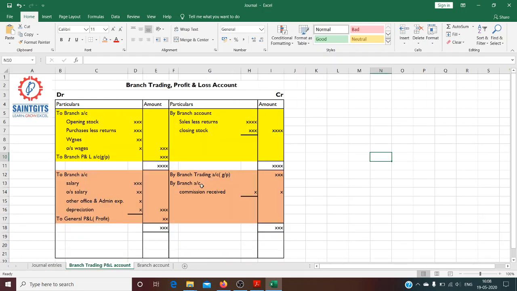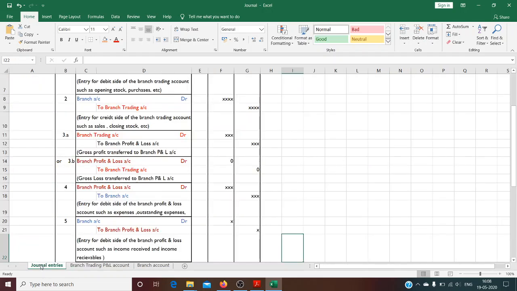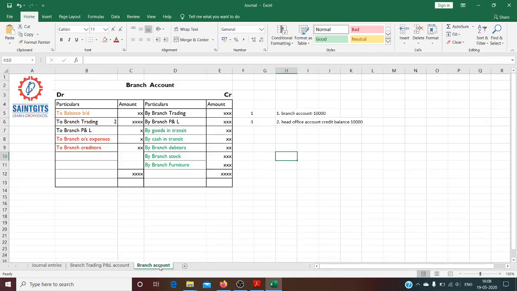Now the next entry to be considered for the credit side items will be branch account debtor to branch P and L. So the fifth entry, branch account debtor to branch profit and loss account. This also is to be affected in profit and loss account, branch account. So this should be our fourth item or fourth transaction which is affecting the branch account.